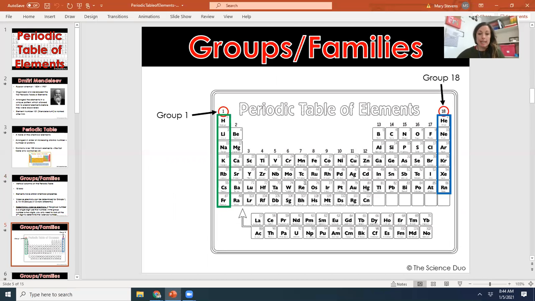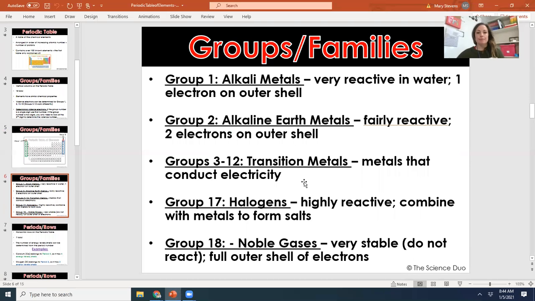Here you'll see that we have groups 1 through 18. Group 18 and group 1 are special. Group 1 are going to be alkali metals. Those are going to be extremely reactive with water, and they have 1 electron on the outer shell, which makes them very unstable. Group 2, alkaline earth metals. Those are still fairly reactive and have 2 electrons on the outer shell.